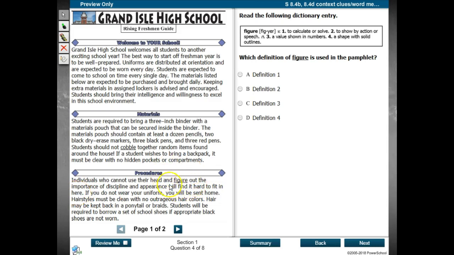So which denotation of figure is being used? Figure out. To calculate or solve, to show by action, a value, or a shape. Which definition is used for figure?